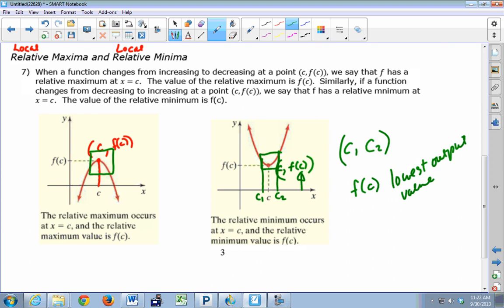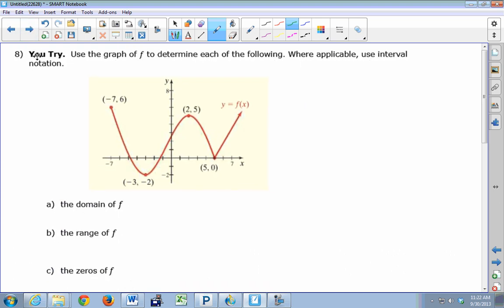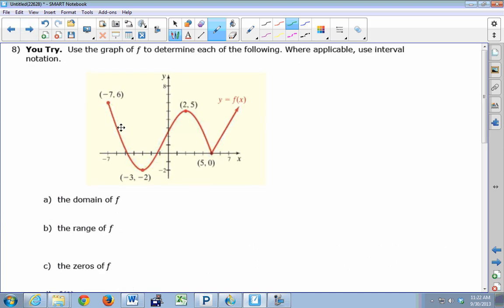Local, relative, all the same. The point being, it's just within a neighborhood. There's no one absolute maximum or minimum value. If we have a function where there is an absolute maximum or minimum, we don't even use the word absolute, we just say maximum or minimum value. So I've given you now a little something to hang out with here for a while.